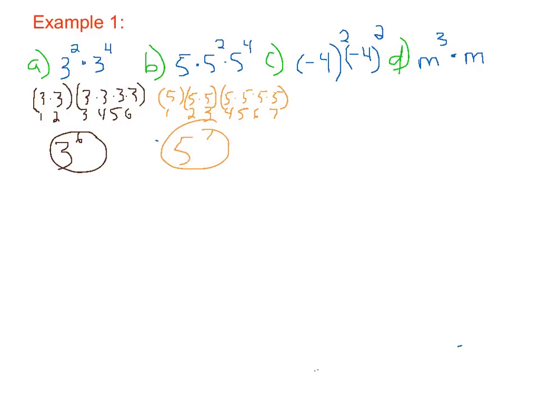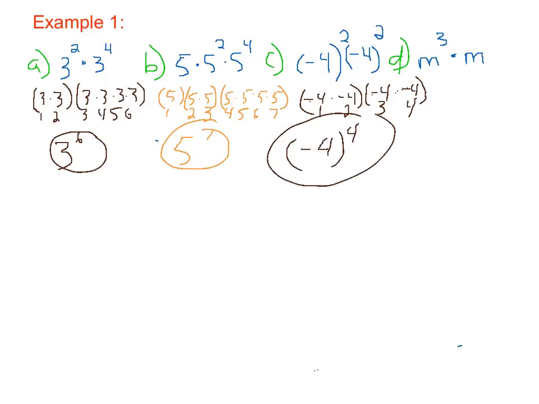Looking at the next one, you can do the same thing even if the base is a -4. So we've got -4 times -4, and we also have -4 times -4. Count how many -4's we got. We got 1, 2, 3, 4. So this would be -4 to the 4th.